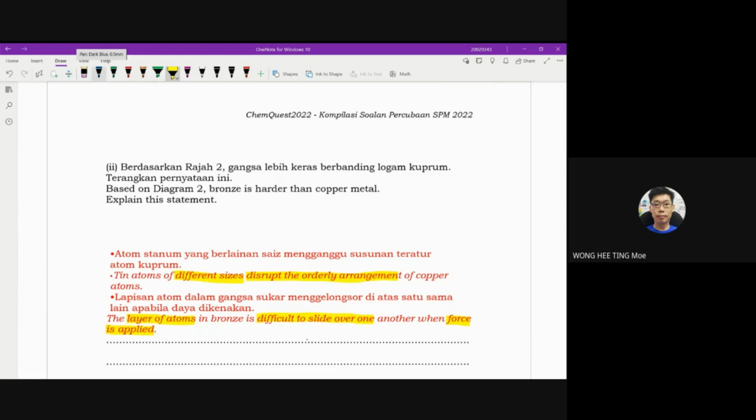Okay, so I repeat one more time. Don't use the word prevent. You can use reduce, reduce the layers of atoms to slide over. That one can, but prevent cannot. It can still slide. It is not totally unable to slide. But saying difficult to slide is correct. Difficult to slide.